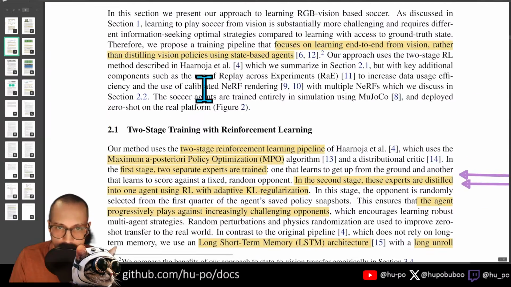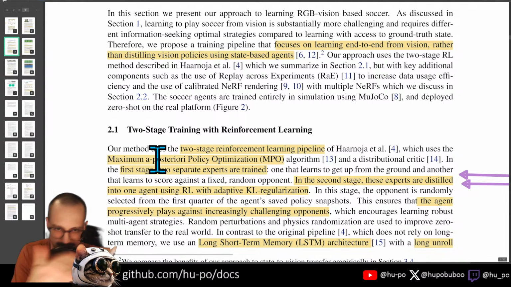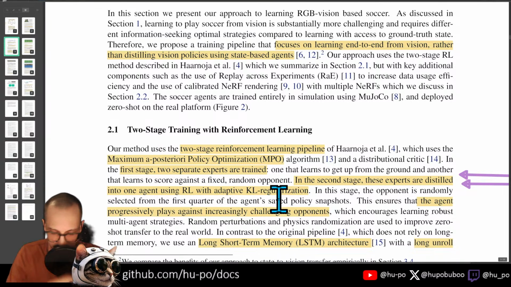Rather than distilling policies using state-based agents. Okay. There's going to be a two-stage reinforcement learning pipeline here. The maximum a posteriori policy optimization is the specific type of reinforcement learning algorithm they're using there, right? There's a lot of these. You got PPO. You got like 20 different versions of these, but at the end of the day, they're kind of the same thing, right? You have a policy, which is your neural net, and you have your critic, which is kind of like a value function. It's telling you how useful certain states are, certain state actions are, and then your policy is actually picking the action given certain state.